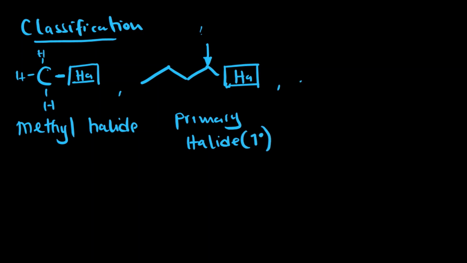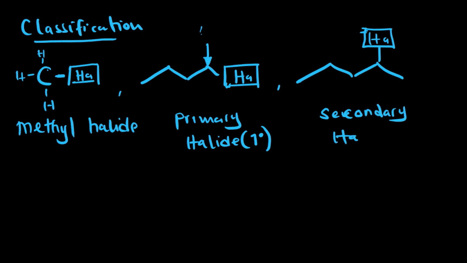But then when we have a halogen attached to a secondary carbon, like in this case here, this is a secondary halide. Why? Because the halogen is attached to a secondary carbon.